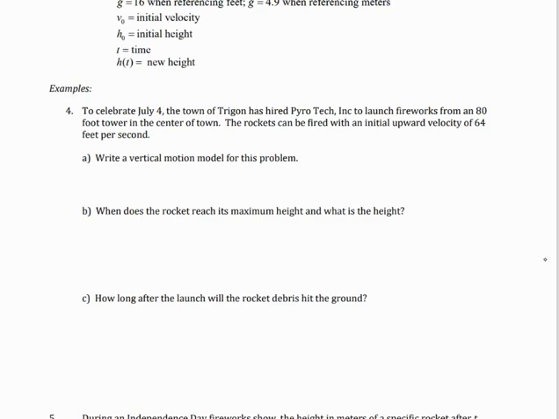July 4th, the town of Trigon has hired Pyrotech Inc. to launch fireworks from an 80-foot tower in the center of town. The rockets can be fired with initial upward velocity of 64 feet per second. Write a vertical motion model for this problem.